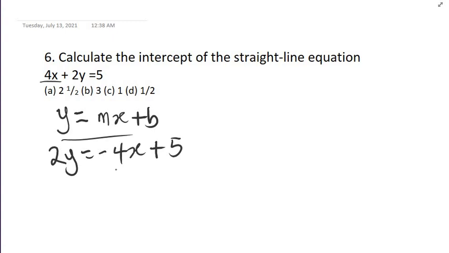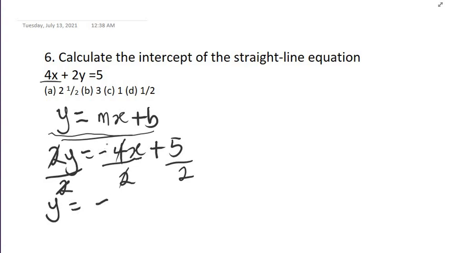Now we need to make y stand alone so that it can be in this form. To do that, we divide through by 2. So you divide this side by 2, divide this side by 2, divide this side by 2. So 2 cancels 2. You can see that y is standing on its own now. 4 divided by 2 is 2 here. So minus 2x plus 5 over 2.